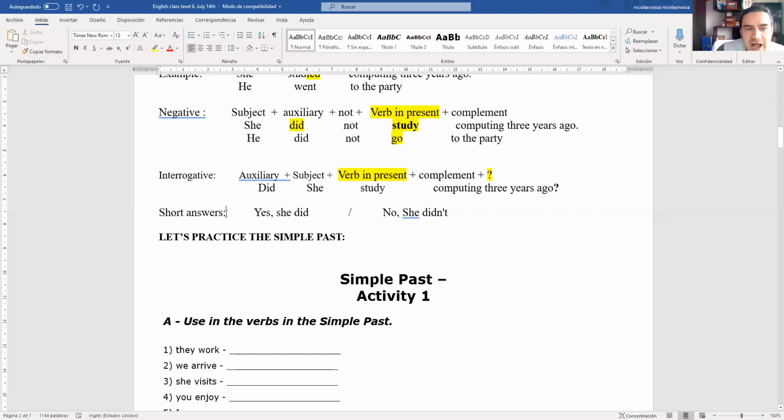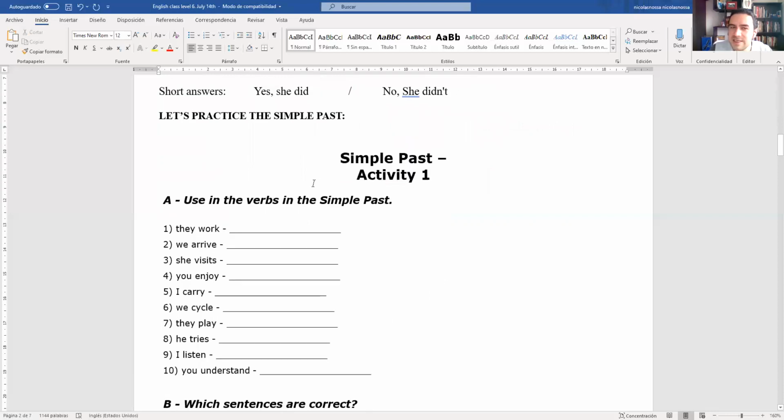Yeah? Short answers, yes, she did, or no, she didn't, okay? That will be the contraction for did not, okay? Remember, didn't. Okay, that is a quick review because you have seen the simple past many times. So it's just very quick. So let's practice, okay? Let's practice. With the practicing, we can be masters, remember.